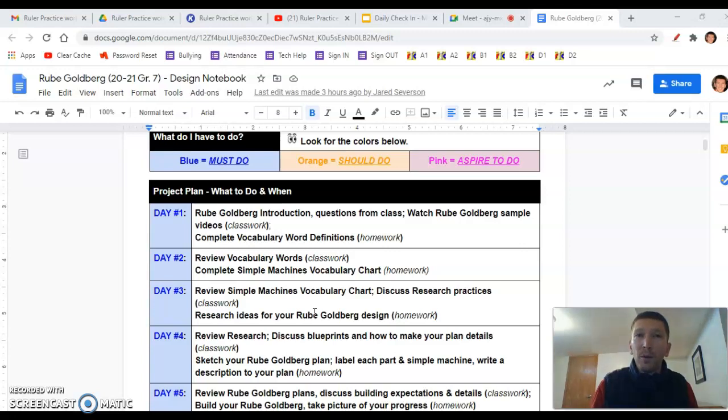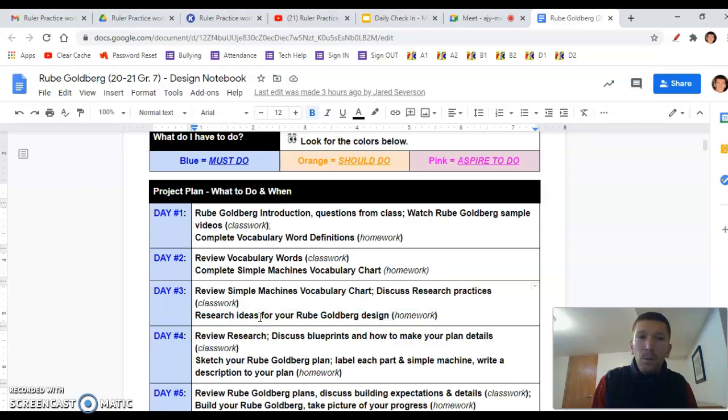Now that you have some background information about what simple machines are, it's time to start researching. Before we start building, we have to plan, and before we start planning, we need to look up ideas. Even if you already have an idea what you want to build for your Rube Goldberg project, it's still a good idea to research and look up some ideas, and maybe you'll get other ideas. So for day 3 today, that's what we're going to be working on, which is researching ideas.